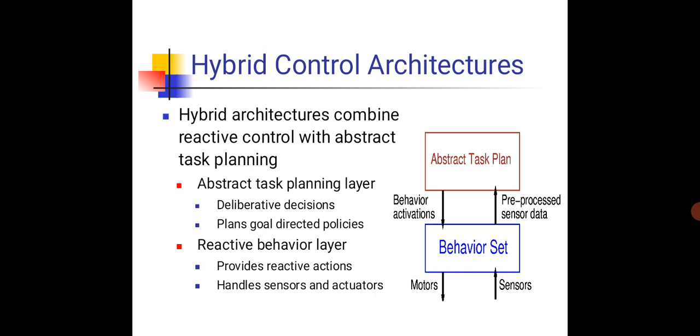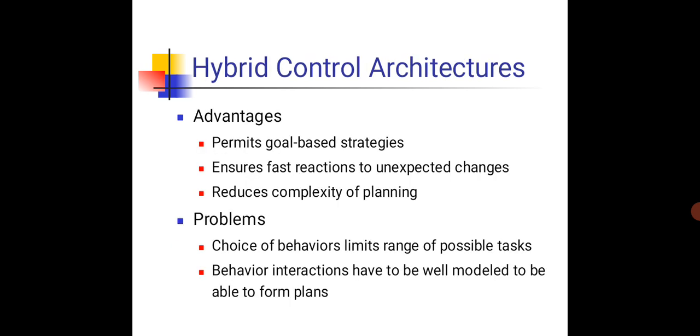And the third architecture is the hybrid control architecture. This has a combination of reactive control with abstract task planning. So we have an abstract task planning layer and a reactive behavior layer. The task planning will give the deliberative decisions and plan the goal-directed policies. The reactive behavior layer will provide reactive actions, and it will handle the sensors and actuators. You can see here in the behavior set you have the motors and sensors, and in the abstract task you have all the behavior activations.